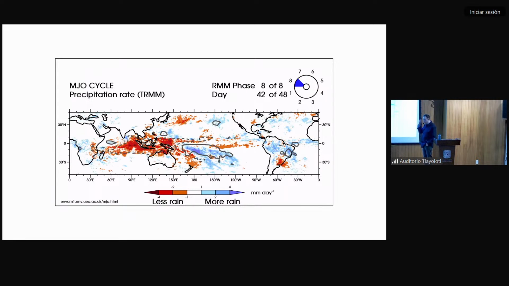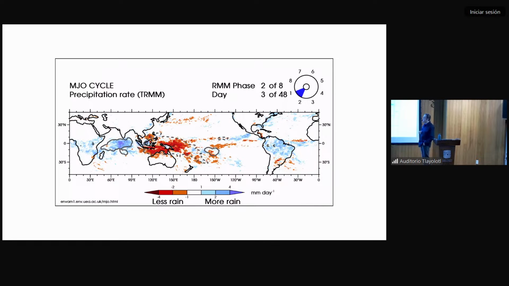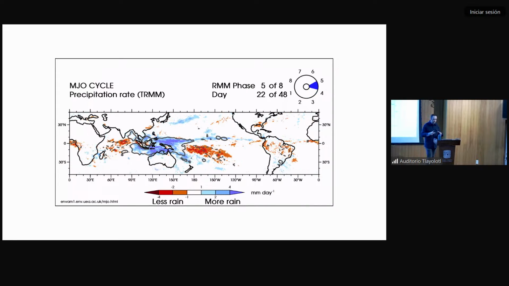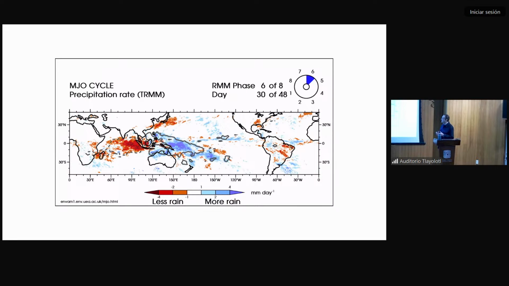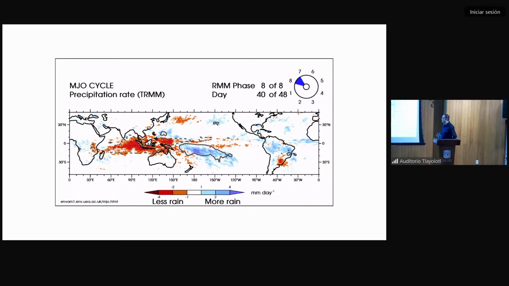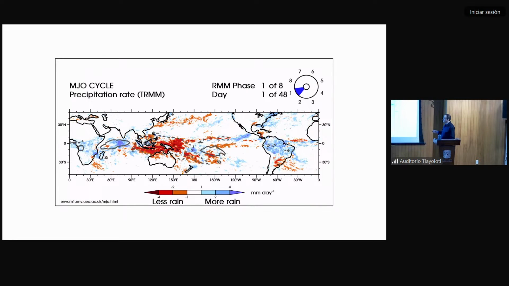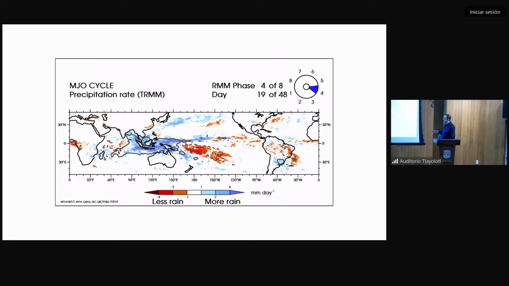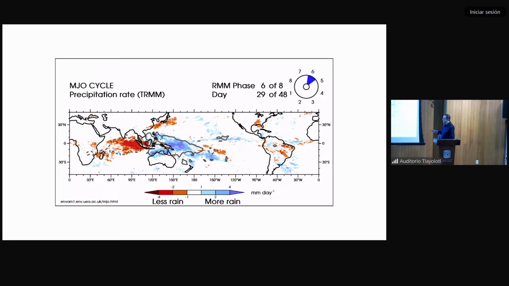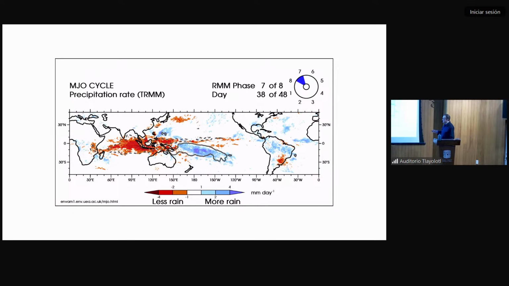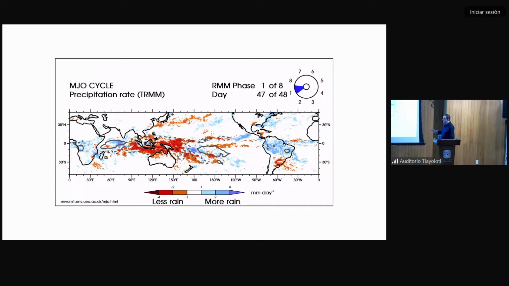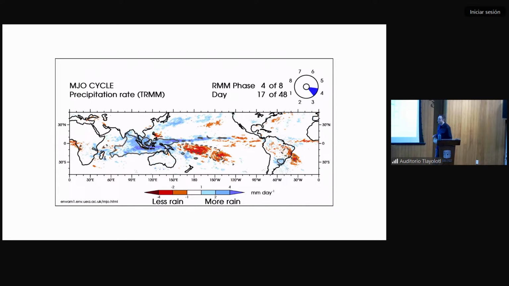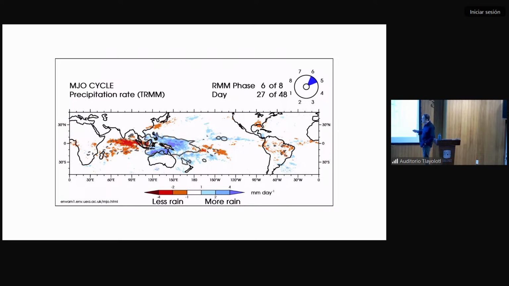And you usually organize or divide the Madden-Julian oscillation in phases associated with the location of the main convective center of this oscillation. So for example, we call phase 1 when the oscillation is developing here in the Indian Ocean and is moving. Phases 3, 4 are here in the Indian Ocean. 4, 5 is here in the Maritime Continent. 6, 7 is here in the Pacific Ocean.